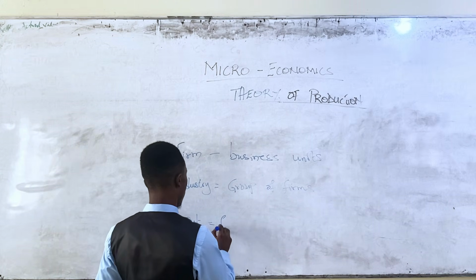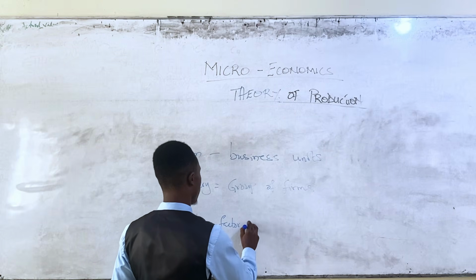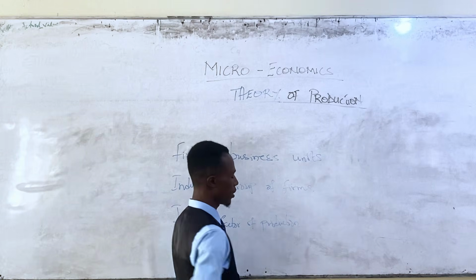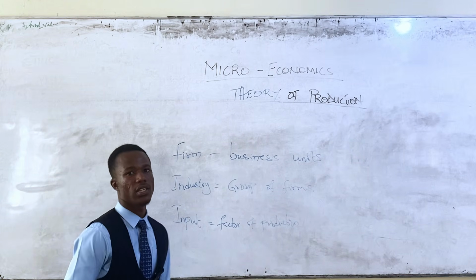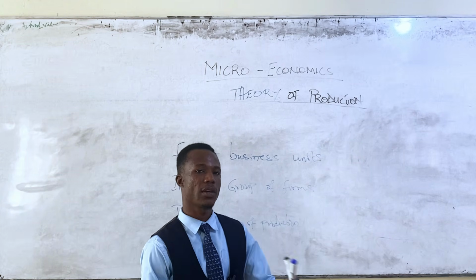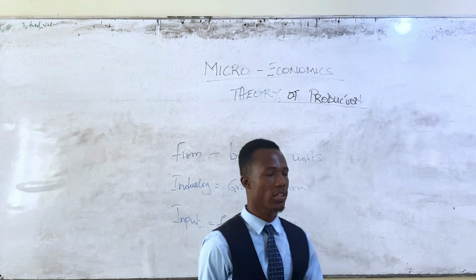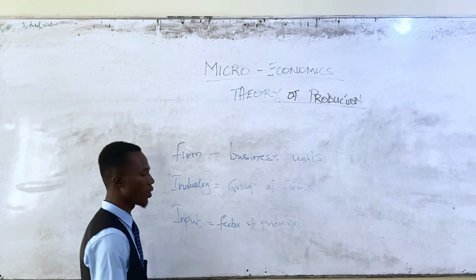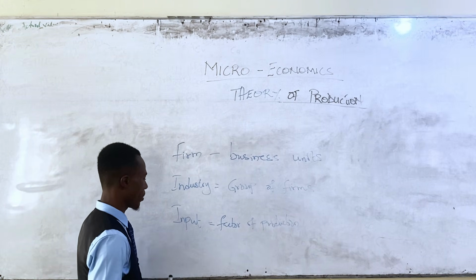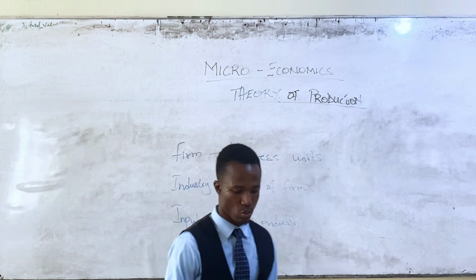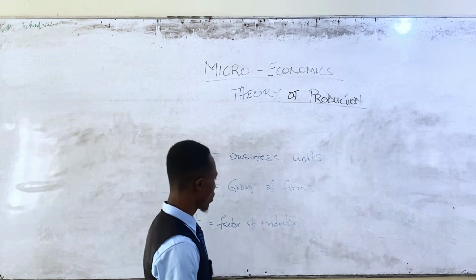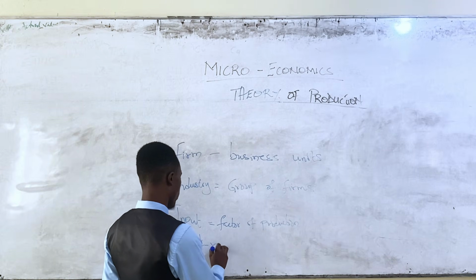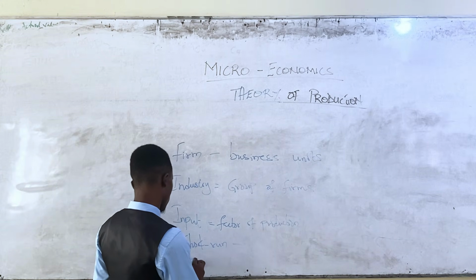If you want to produce, let's say, a shoe, the leather, the material, the lace, everything that you are going to use is referred to as the input, or the factor of producing that particular output, which is the shoe. We will also hear some terms like short run and long run.